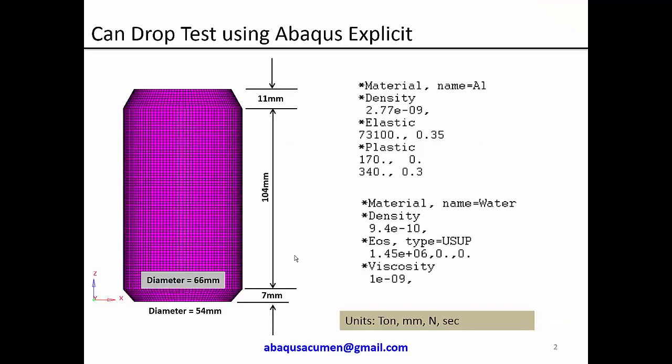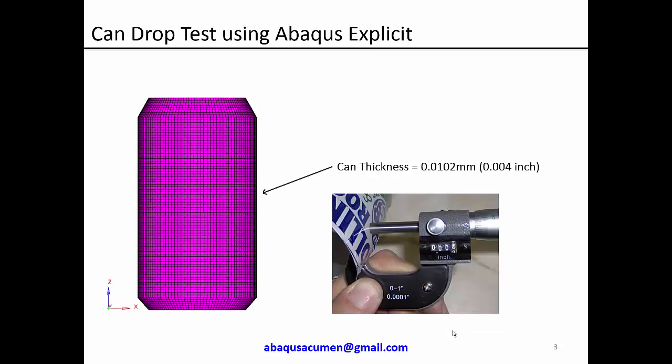The problem we are going to do is a Coke or Pepsi can of 330 milliliters. These are the dimensions: a conical shape, inner diameter 54, then 7 millimeters, and 66, and typical aluminum properties. Inside that is coke, which we are idealizing as water. The units we are going to use are ton, millimeter, newton and second. We also physically checked the thickness, which is around 0.004 inch, so it is 0.0102 millimeter.